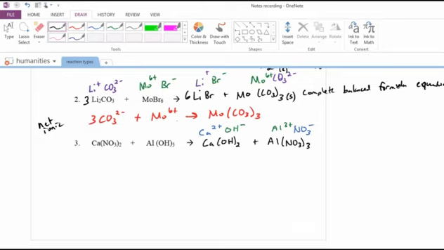A 3 and a 2 to balance the hydroxides. And we need a 3 there to balance the calciums. 2 there to balance the aluminum. And that balances the nitrates. And when we look at our solubility rules, we see that this would be a solid and this would be aqueous.